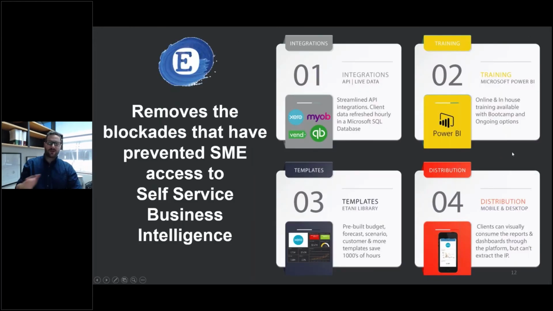My last point that I wanted to touch on is the Atani offering. Running Power BI by yourself is really, really tough. There's a lot of blockades, and I've seen a lot fall down trying to do it themselves. That's where Atani comes in and we help you. Okay, so I've broken it down for you into 4 areas of how we help you, the accounting firm.